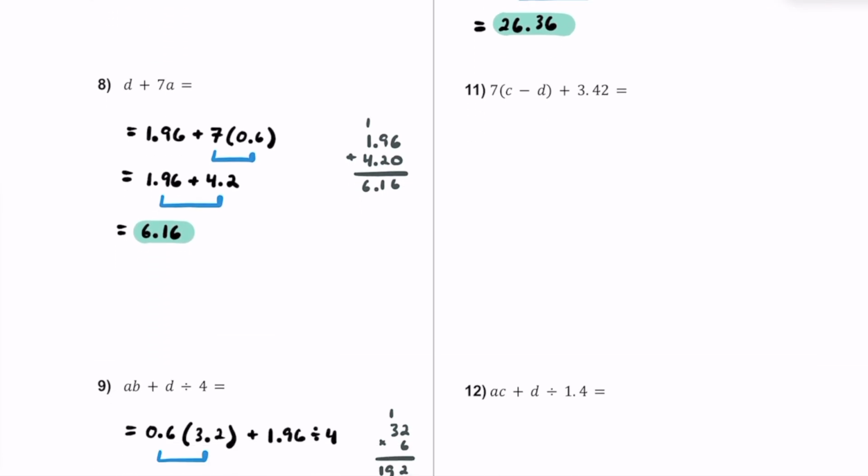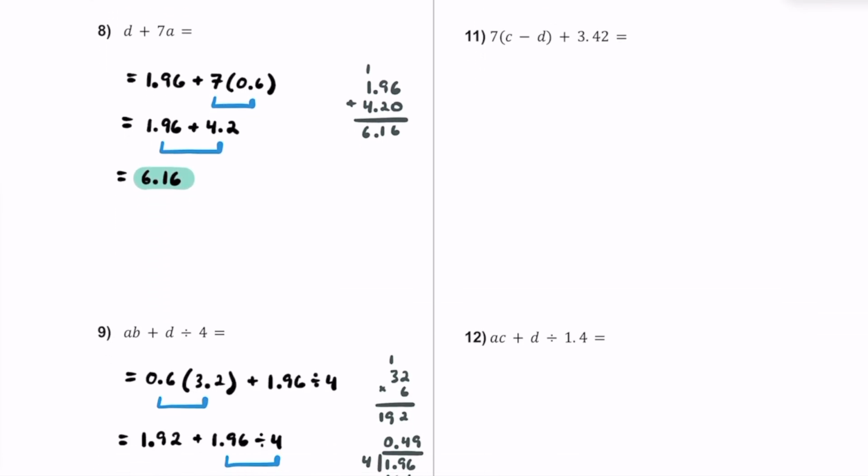All right, let's check out number 11. So substituting in first here, let's go ahead and take this 7 and multiply it by whatever C minus D is. C is 10, D is 1.96, so minus this 1.96, and then plus 3.42. So we only have to substitute in 2 values in here, okay?